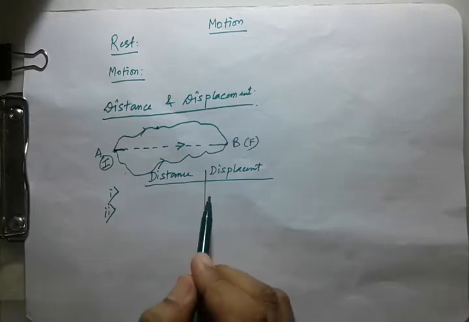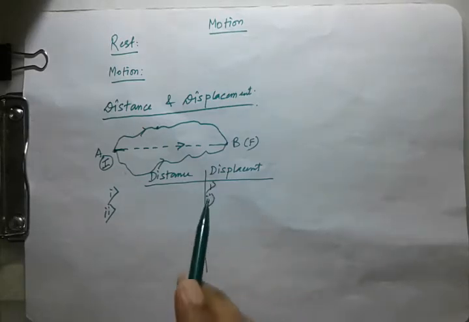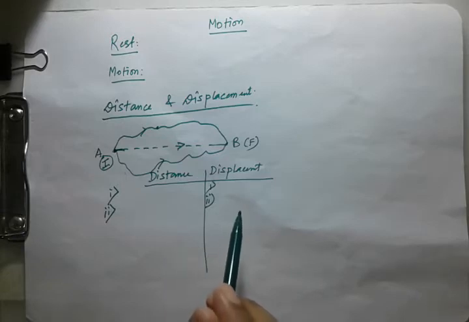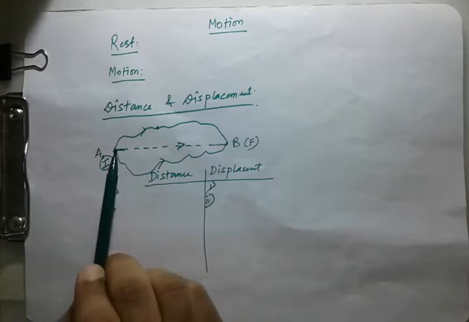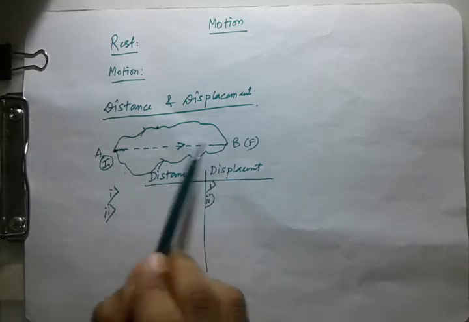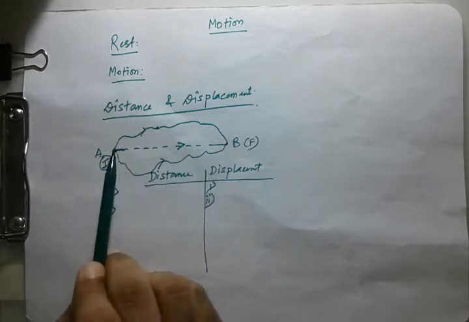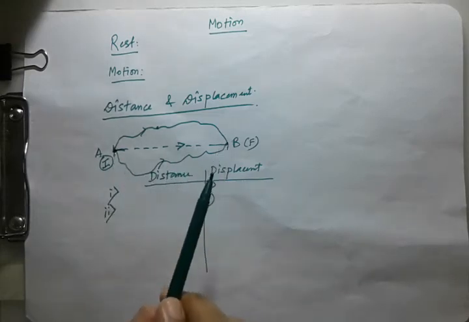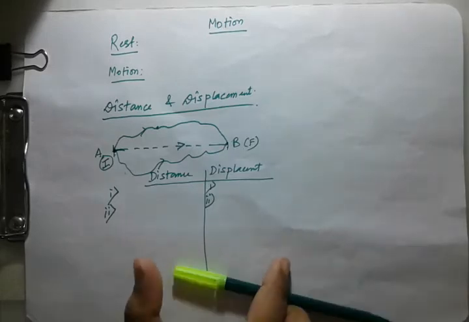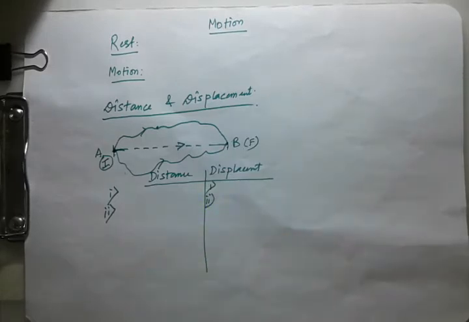And in case of displacement, how do you write? It has a magnitude as well as direction. Because if you take the shortest distance between A and B, you have to go towards B. This is the shortest distance between A and B. So it has a magnitude as well as direction. Thus the displacement is a vector quantity.